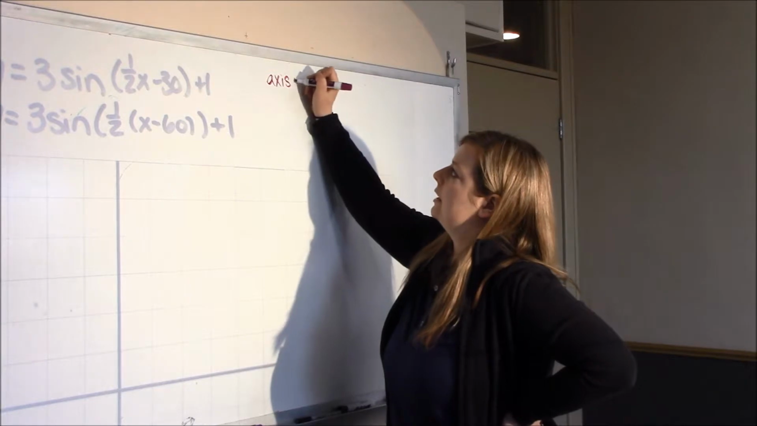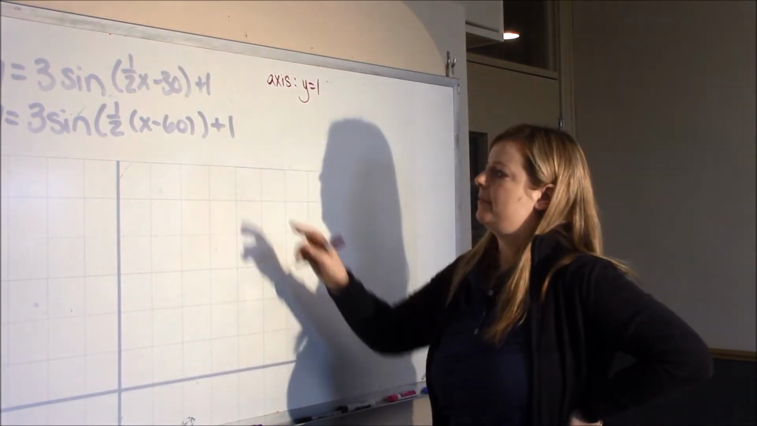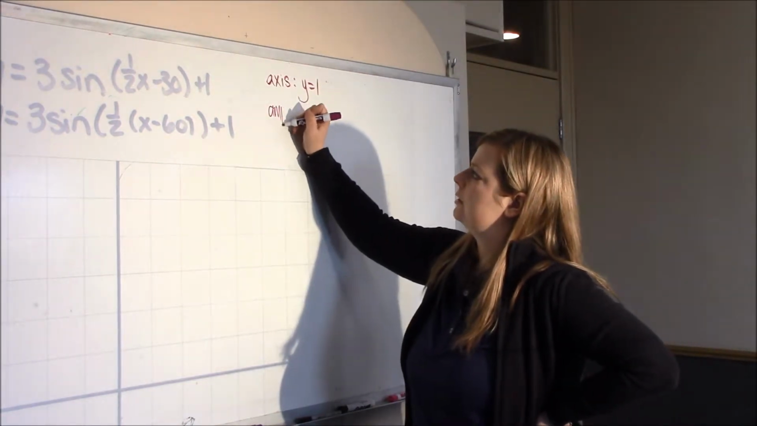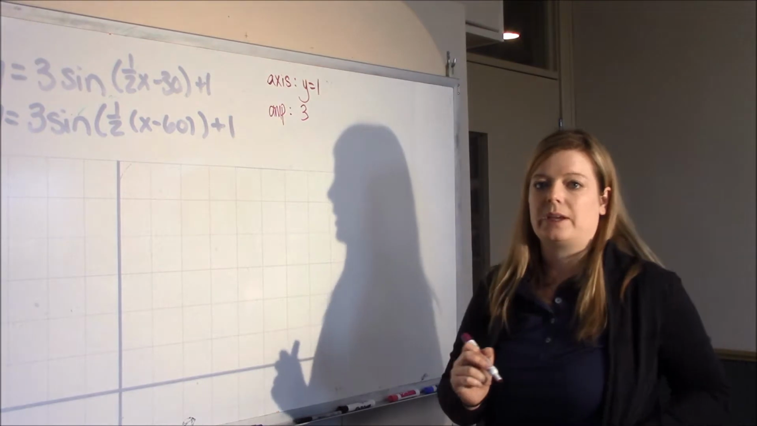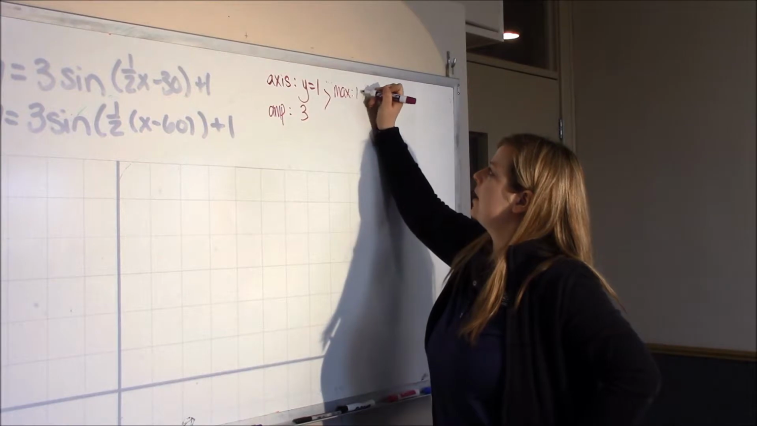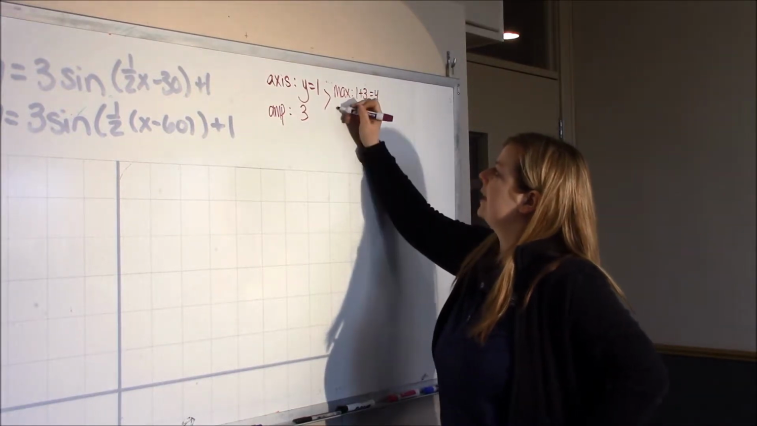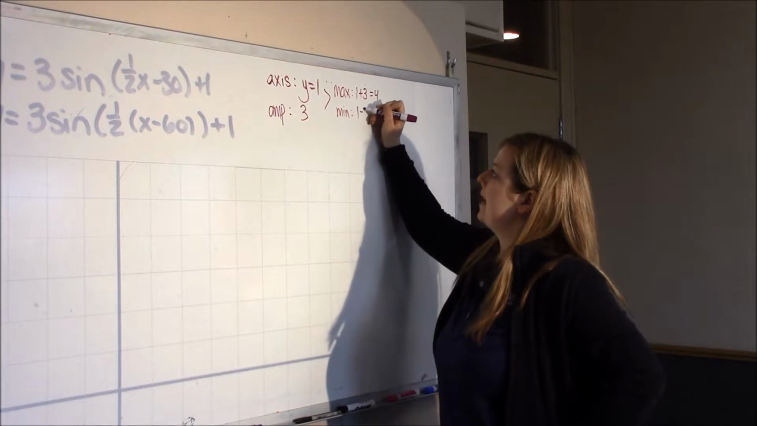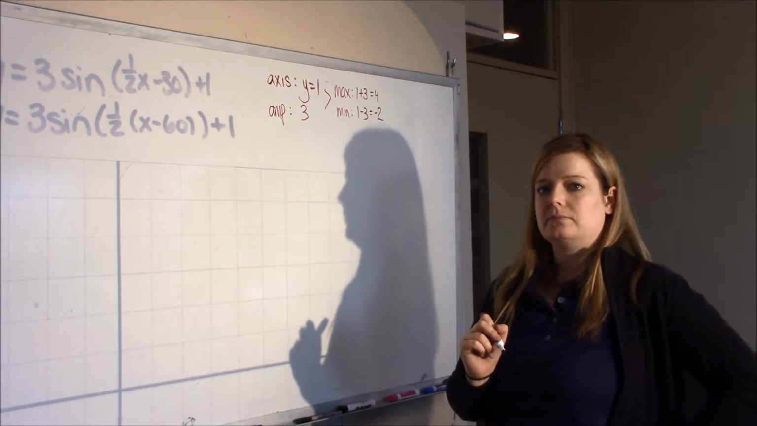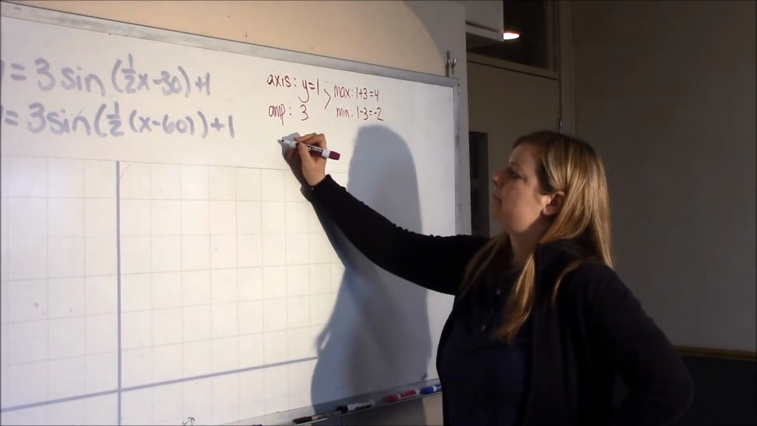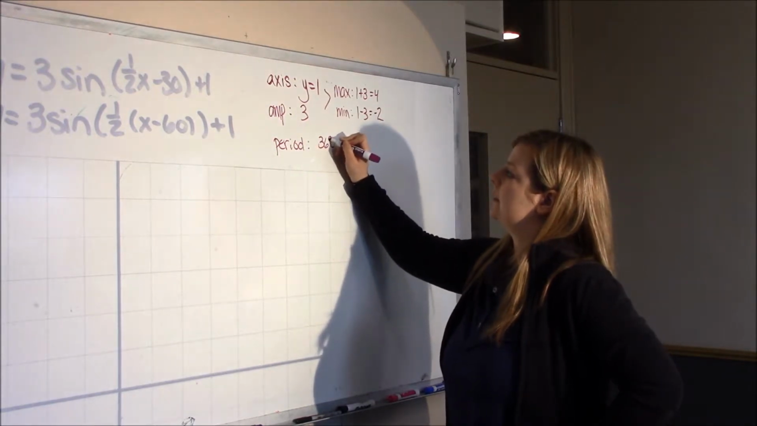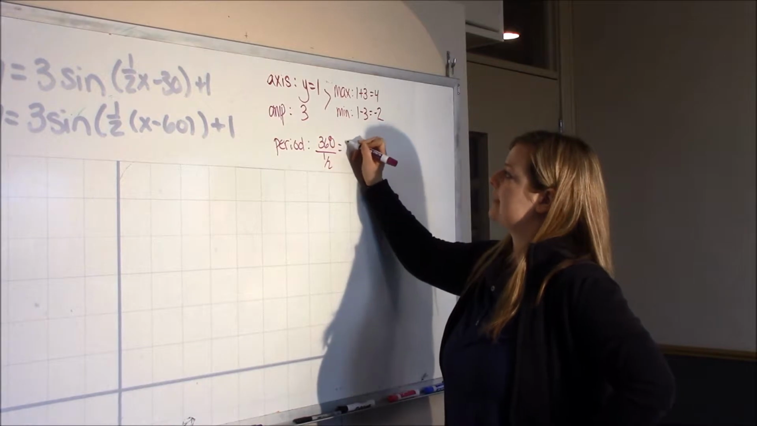First of all, it is y equals 1, because our c value is 1. Our amplitude is 3. So that means my maximum is 1 plus 3, which is 4. And my minimum is 1 minus 3, so my axis down 3, which is -2. My period is 360 divided by a half, so that's 720.